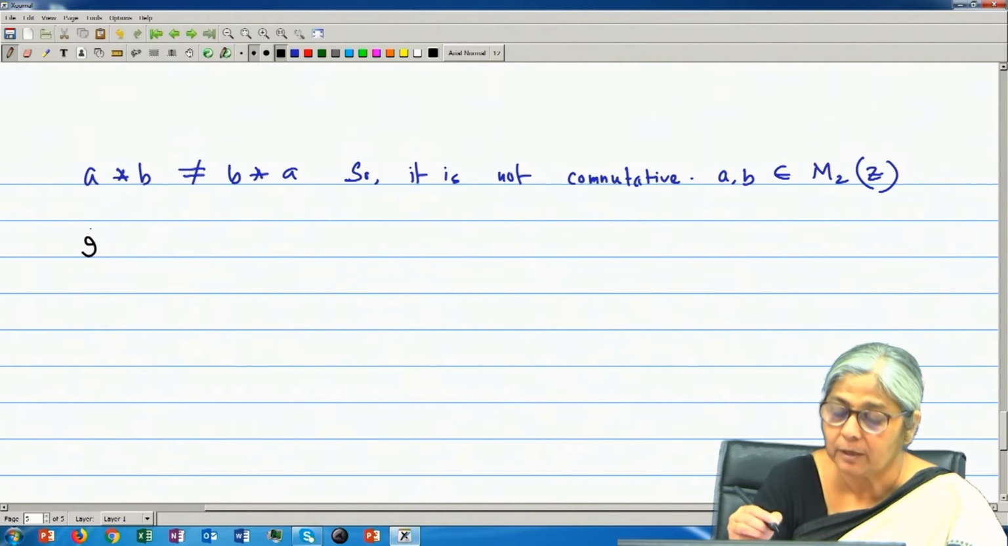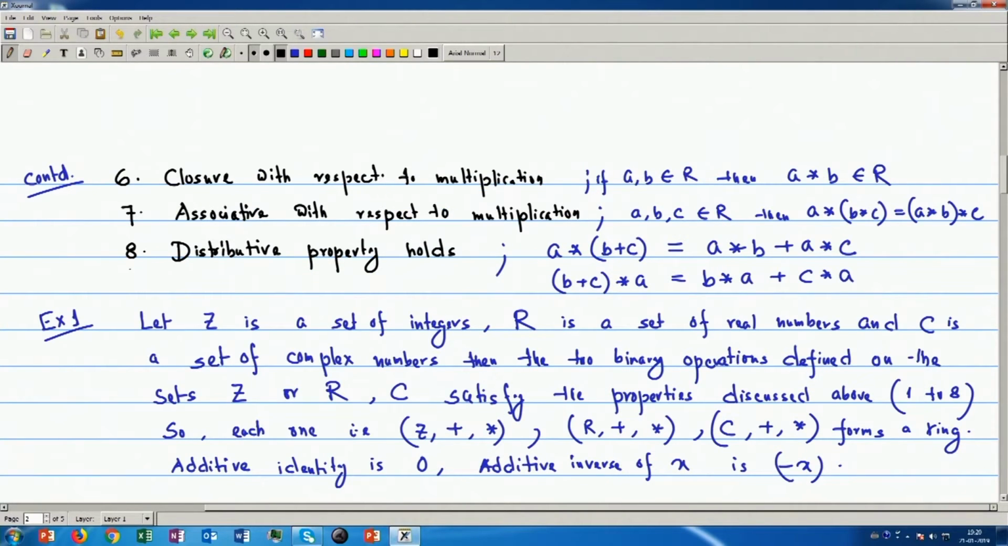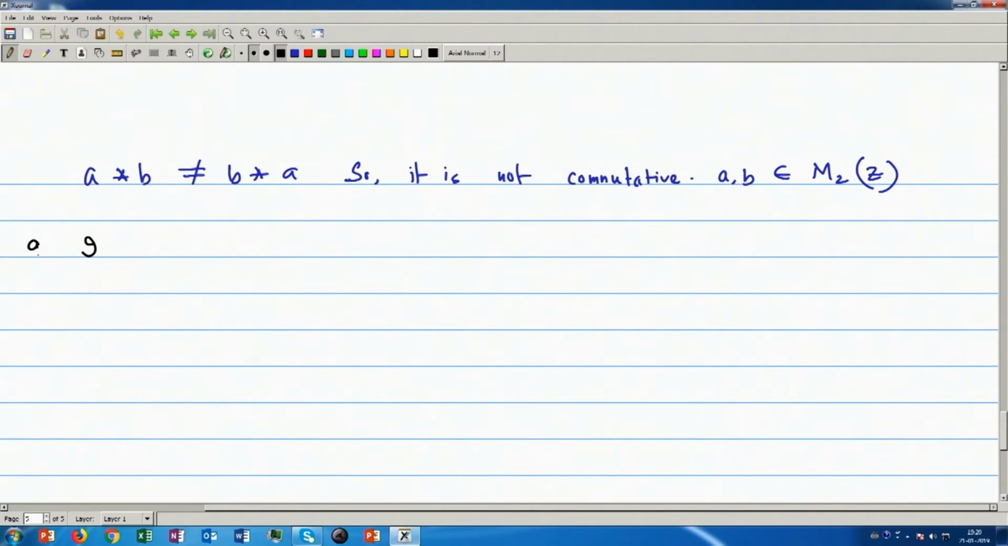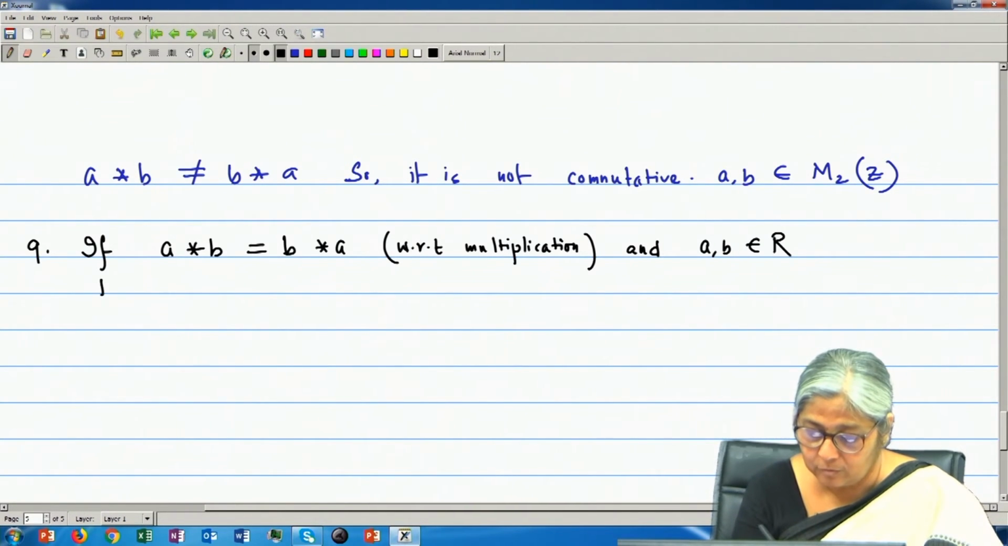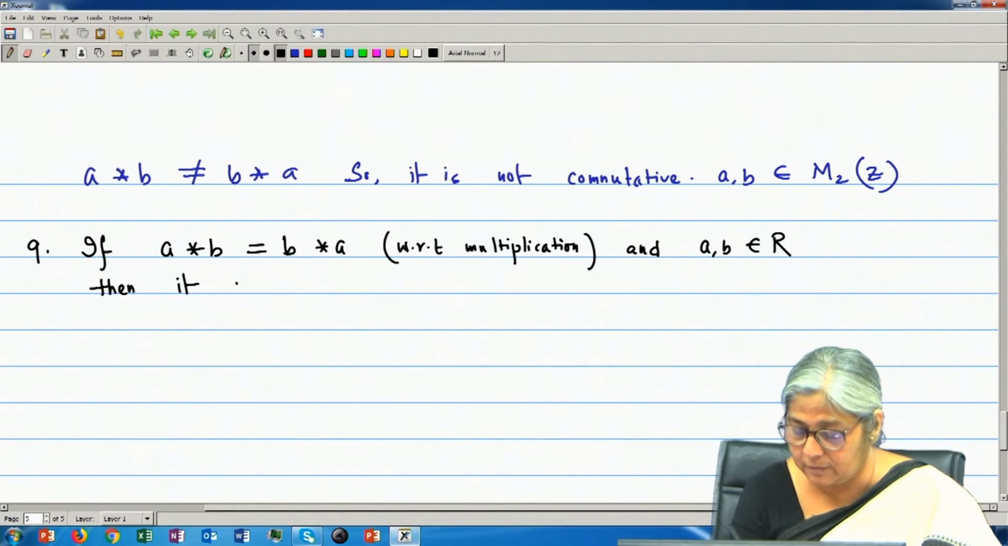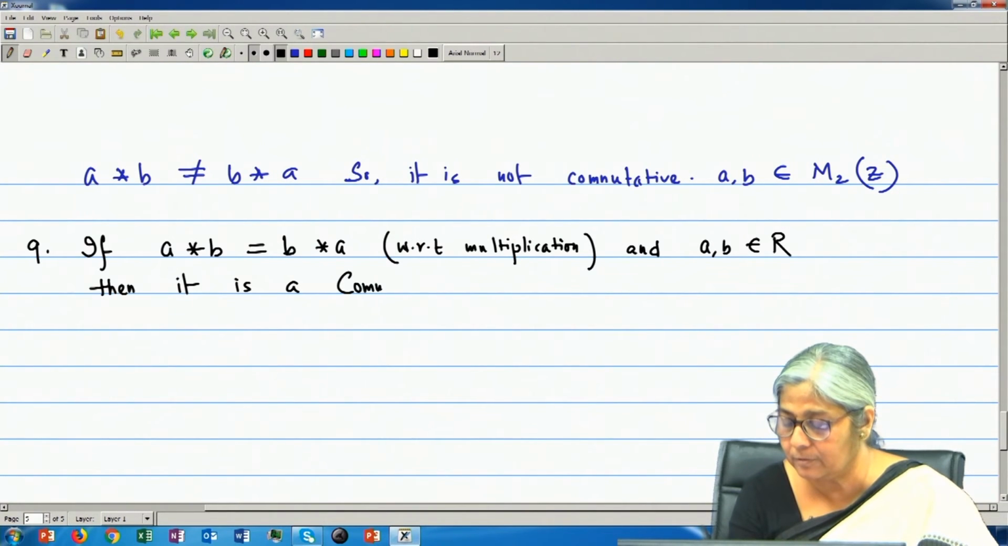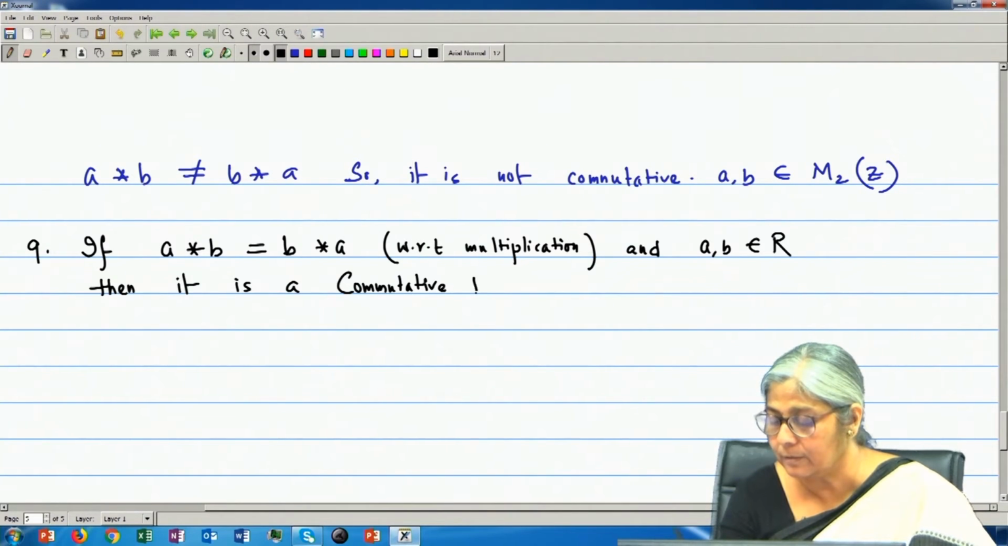That means, earlier we have seen that the ring holds 8 properties, now if we add a 9th property, that if A star B equals B star A, with respect to the operation multiplication, which may or may not be the ordinary multiplication, and AB belongs to R, then it is a commutative ring.